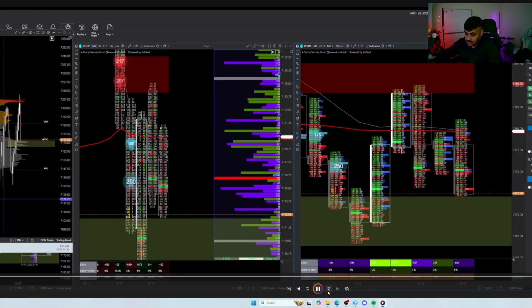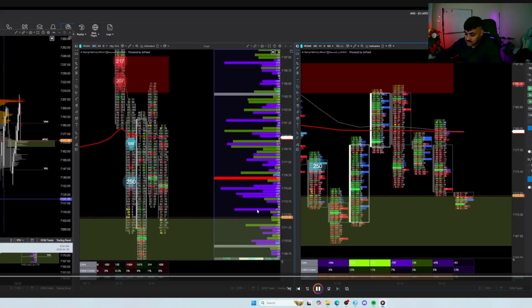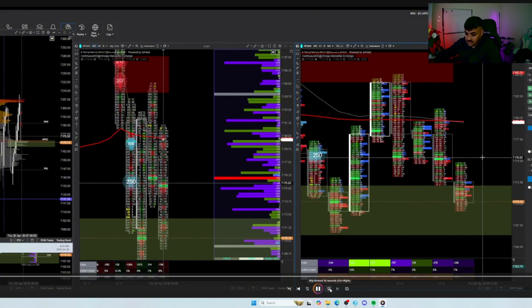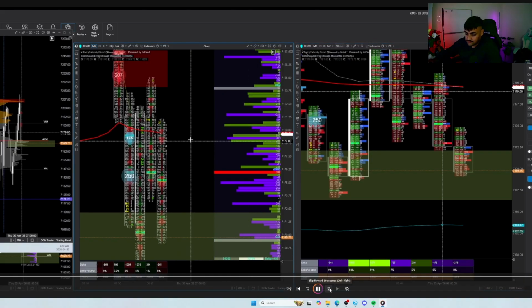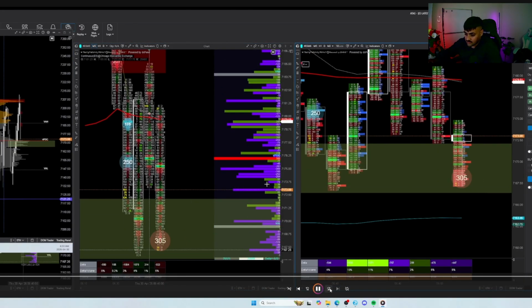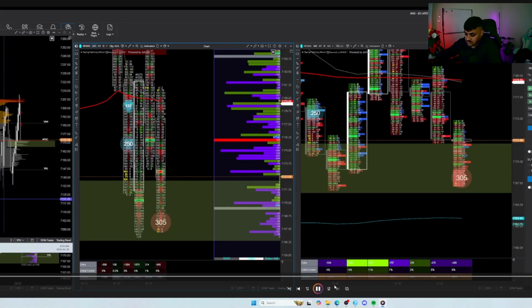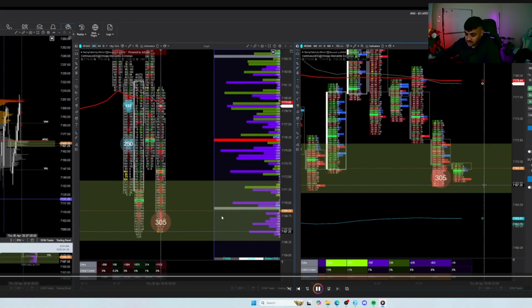Look how aggressive these sellers are here. Buyers are trying, but sellers have the upper hand. Big seller just came in. Still, buyers are feeling it, sellers are being very aggressive.